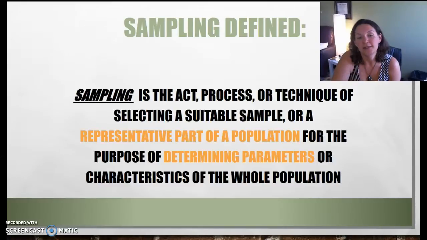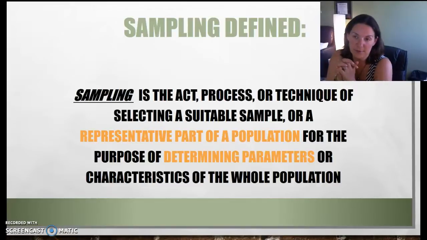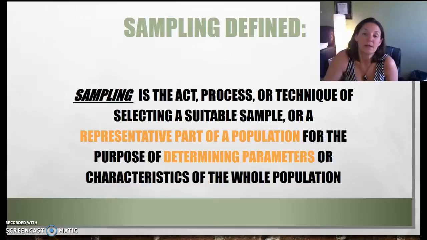It's the act, process, or technique of selecting a suitable sample or a representative part of a population for the purpose of determining parameters or characteristics of the whole population. So, like I said, that's a fancy definition that says sampling is asking the question, how are we going to find the people to participate in the sample? Who are they? How do we find them? What is that process? That process is called sampling.